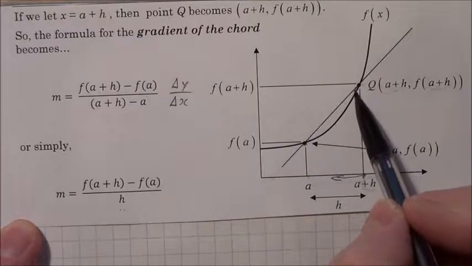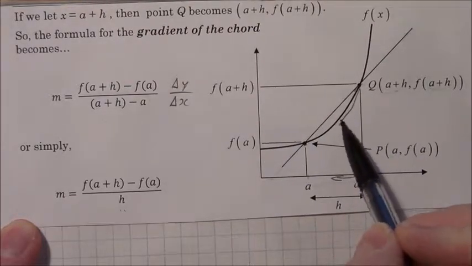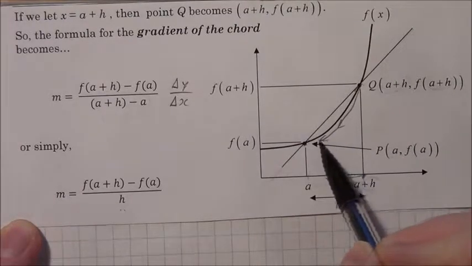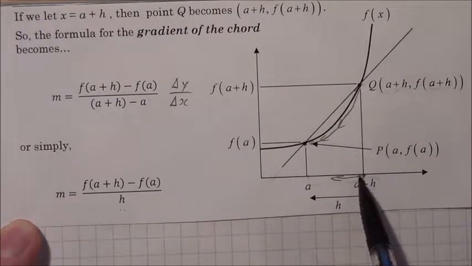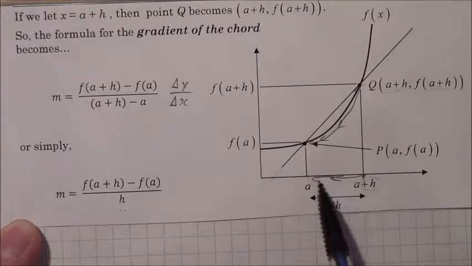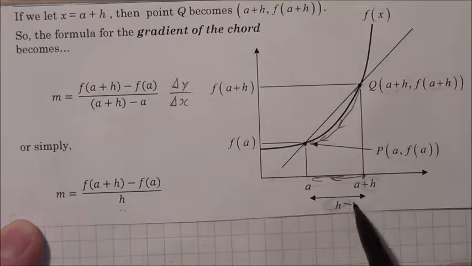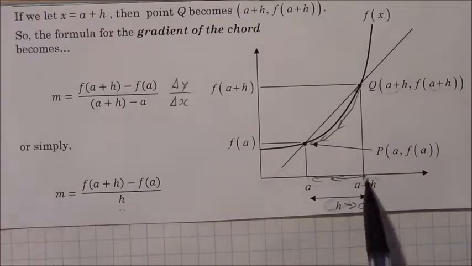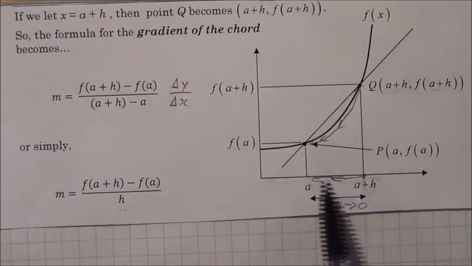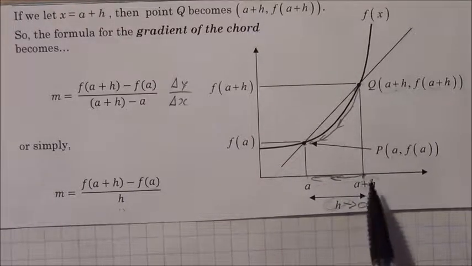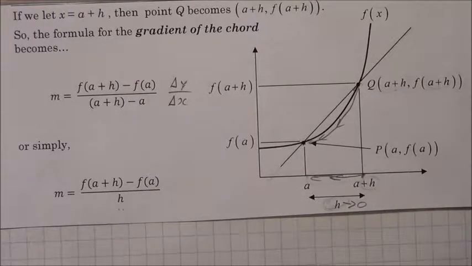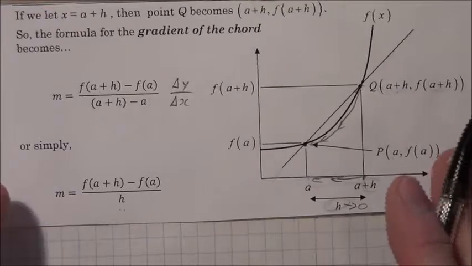So this point Q moves down the curve closer to point P, and therefore this x value moves closer and closer to this point A, which means that this h value gets closer and closer to 0 as the distance between them gets smaller and smaller. The distance between them is going to be approaching 0.